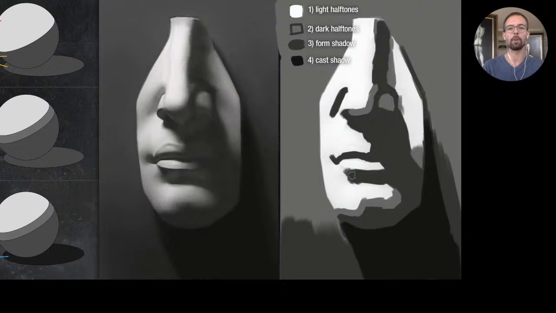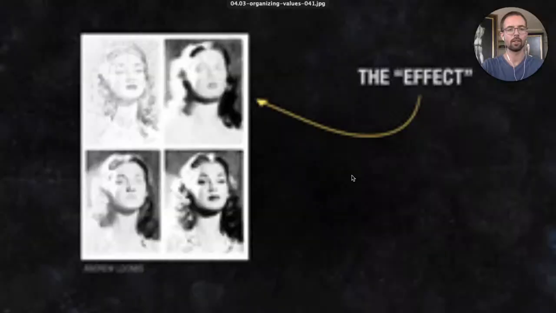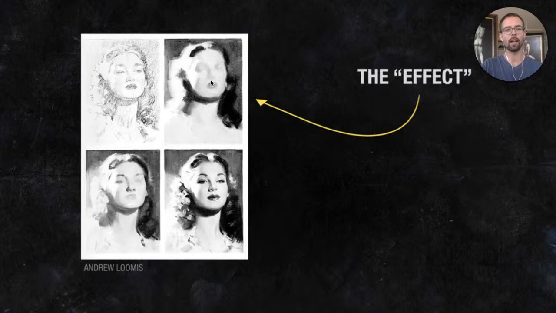Let me jump to this slide for a second. By the effect, I mean this on the top right. That's an image by Andrew Loomis, a fantastic teacher. He wrote some excellent books. The effect is what you're after. If the effect is off, then you're continuing your drawing, but you're just going to build a house on top of a shaky foundation and the house is probably going to collapse. But if you have a drawing laid in or a value study that looks like this, you have a strong foundation. You can build your house on that and it will stand and last.